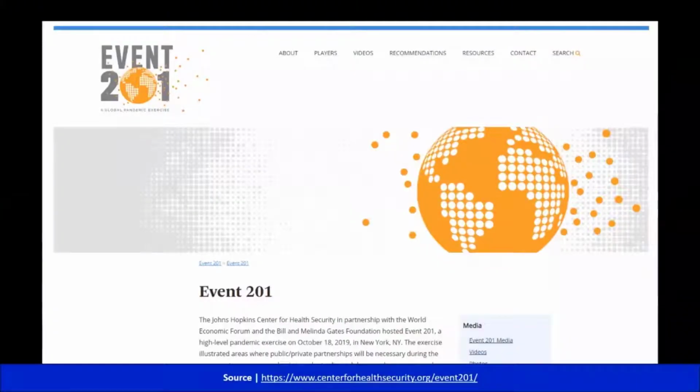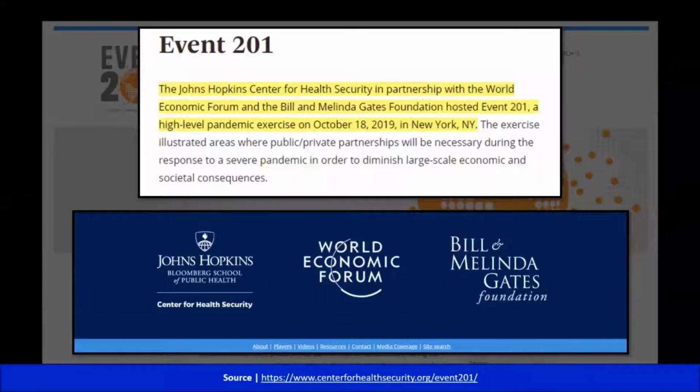So here's a piece a lot of people do or do not know about involving the coronavirus, which is called Event 201. Event 201 absolutely shocked me. The first time I heard about this, I thought it was a joke. I didn't believe it until I looked into it. Event 201, the Johns Hopkins Center for Health Security in partnership with the World Economic Forum and, of course, the Bill and Melinda Gates Foundation hosted Event 201 in a high-level pandemic exercise on October 18th, 2019 in New York, New York.